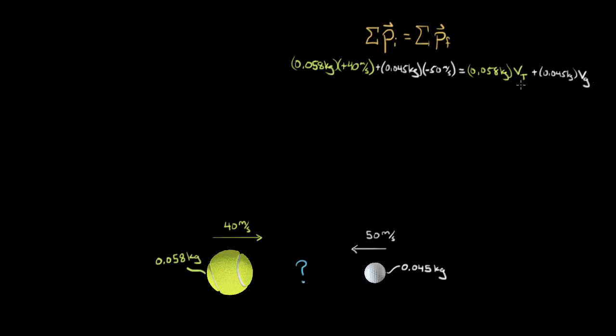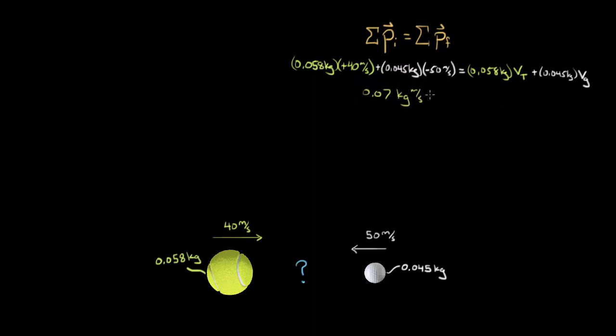So can I solve now for the final velocity of the tennis ball and the golf ball? No, I can't. I've got one equation and two unknowns. I'm not going to be able to solve for either of them if I've got two variables in a single equation. In other words, I can add up this whole left-hand side if I wanted to. If you add all this up, you're going to get 0.07 kilogram meters per second is your total initial momentum.